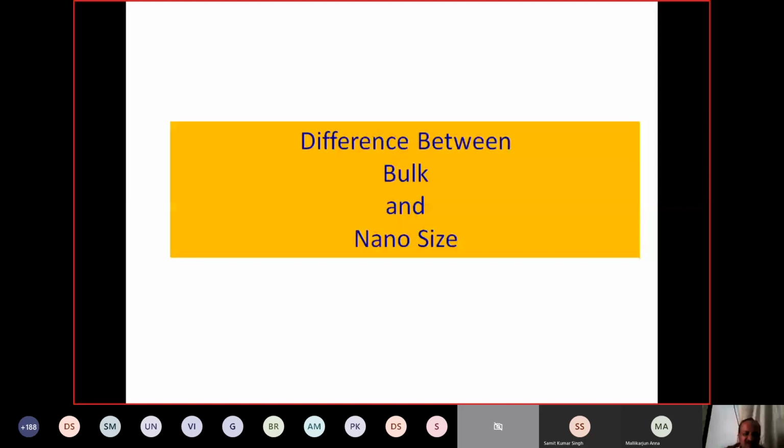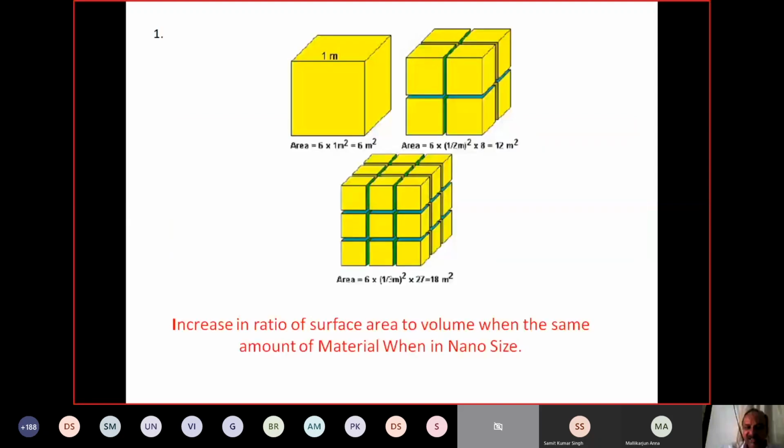Okay. So you see why, what is the effect? Mainly two factors are there. Take nanomaterials and bulk materials, mainly two properties are different. First one, you see in this figure, where all the dimensions are 1 meter, its surface area is only 6 meters square if you calculate that, right? If you cut that cube into 8 pieces, then its surface area is 12 meters square. Again, if you cut that into 27 pieces, then its surface area is how much? That's 18 meters square.